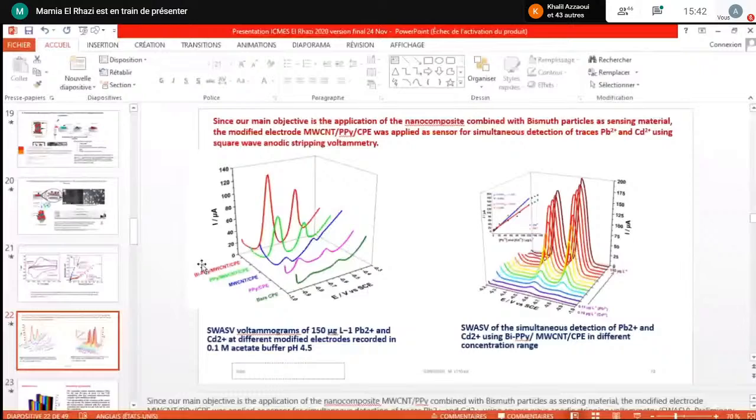And after the optimization of different electrodes, we can here see the voltammogram corresponding to the simultaneous determination of lead and cadmium using our sensor based on bismuth, polymers, and multi-walled carbon nanotube.